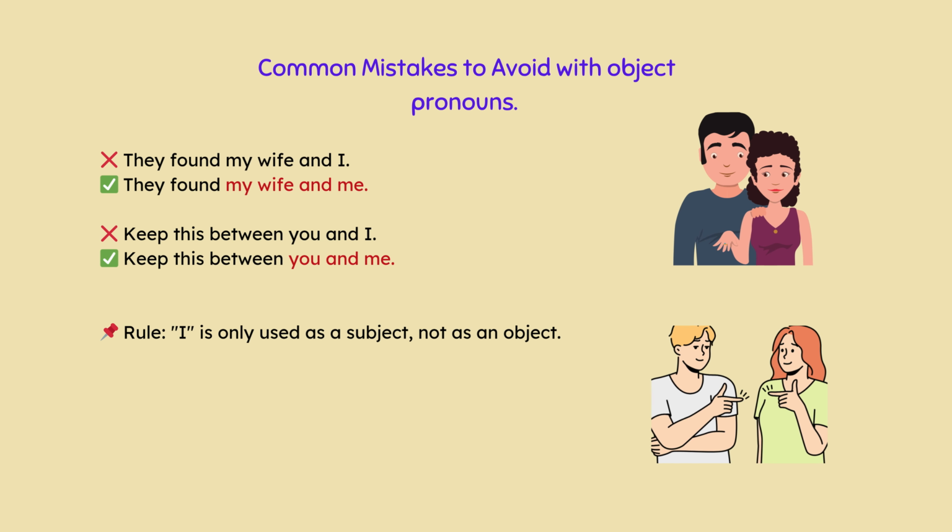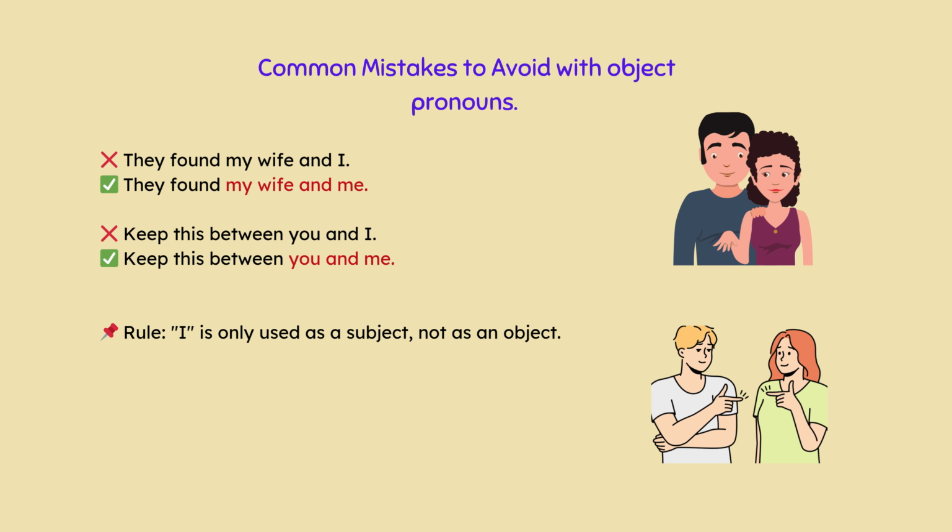Let's look at common mistakes to avoid with object pronouns. Many English learners make this mistake. They found my wife and I. This is incorrect. The correct sentence is, they found my wife and me. Why? Because me is the object here, not the subject.